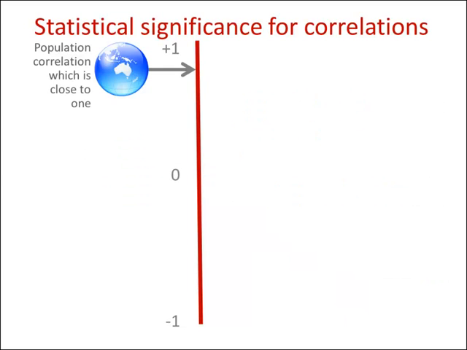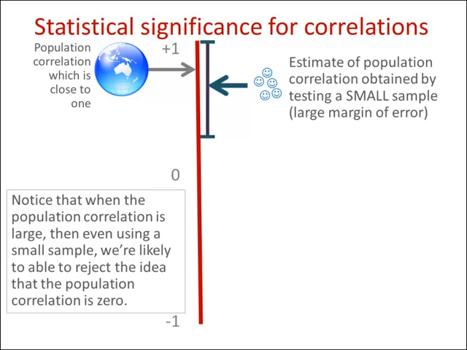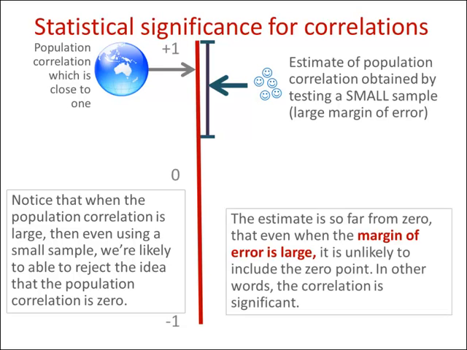Let's have a look at the opposite situation where we've got a very high correlation. What this means is that even if you use a pretty tiny sample, you can get away with a large margin of error because you're so far away from zero. So that's why if you've got a big correlation, you can test a small number of people and it will still come out statistically significant.